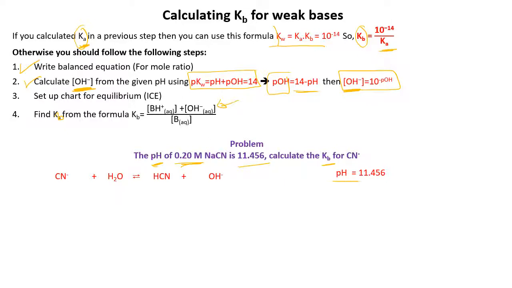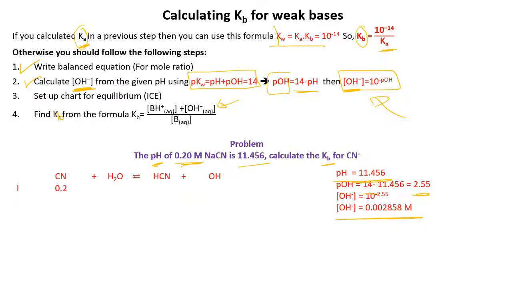So we have the pH, which is equal to 11.456. We will calculate pOH from the pH: 14 minus 11.456, which is equal to 2.55. Then we will use the second formula, which is telling that the concentration of OH negative is equal to 10 to the power negative pOH. Then we have here the concentration of OH negative.